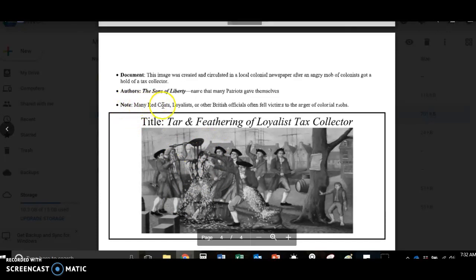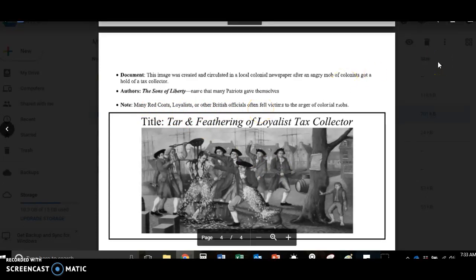Note, many redcoats, loyalists, or other British officials often fell victim to the anger of colonial mobs. So this note is important because even though we don't know exactly who this tax collector is, we do know that he might be a redcoat, meaning one of the British soldiers, a loyalist, one of the colonists that supported the British government's demand for taxes, or some other British government official. Now that's important to know because we already know from the Unit 2.3 notes that patriots like these patriots right here definitely did not like redcoats, loyalists, or British government officials.